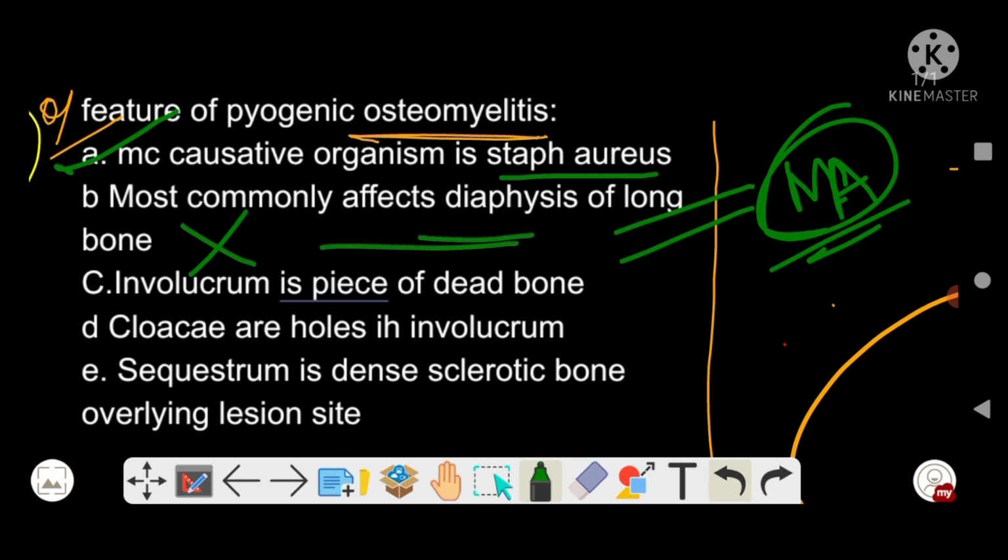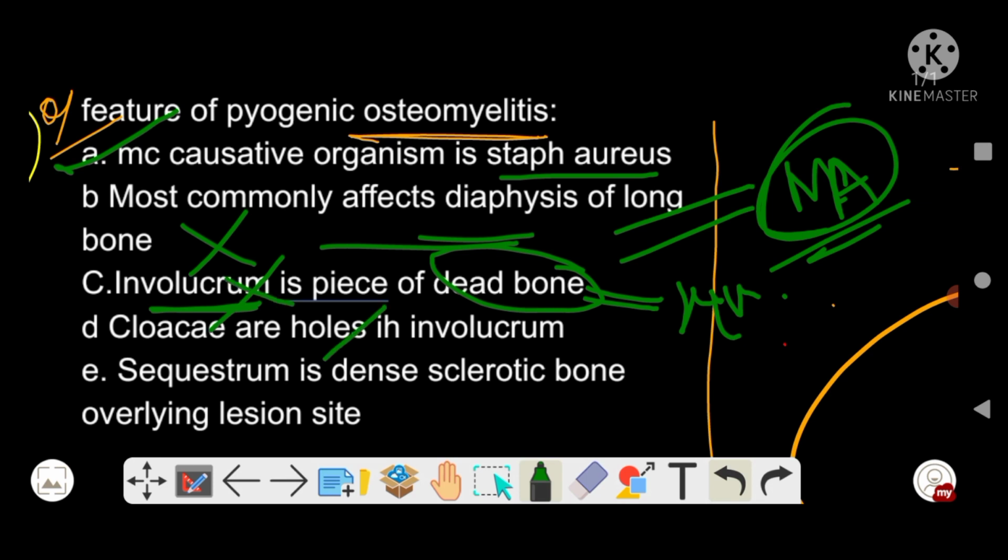And then they ask the involucrum is a piece of dead bone. No, so involucrum is not a piece of dead bone. So piece of dead bone we just saw, it is sequestrum. Sequestrum is a piece of dead bone and it is surrounded by granulation tissue. So this is also a wrong option.